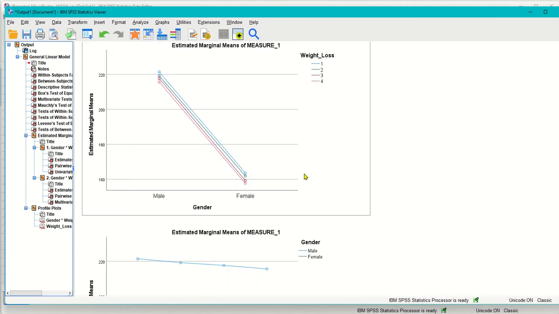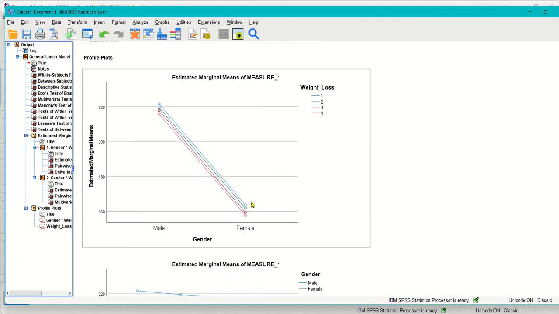And now we can see our graphs. And here is where the lines represent the weight loss times that they were weighed, and the x-axis represents the gender, right? And you can see females were much lower than males, and that makes sense. Males typically do way more than females, and you can see the weight loss as they were weighed over time while they were on their diet. You could see it was dropping, right?